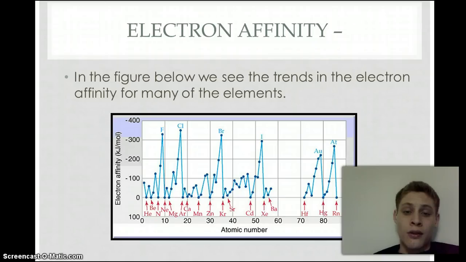Here in this picture below, we have the elements placed on a graph, and these are all the different kinds of elements. The elements that are at zero, this is their electron affinity down here, and this is these atoms' electron affinity.